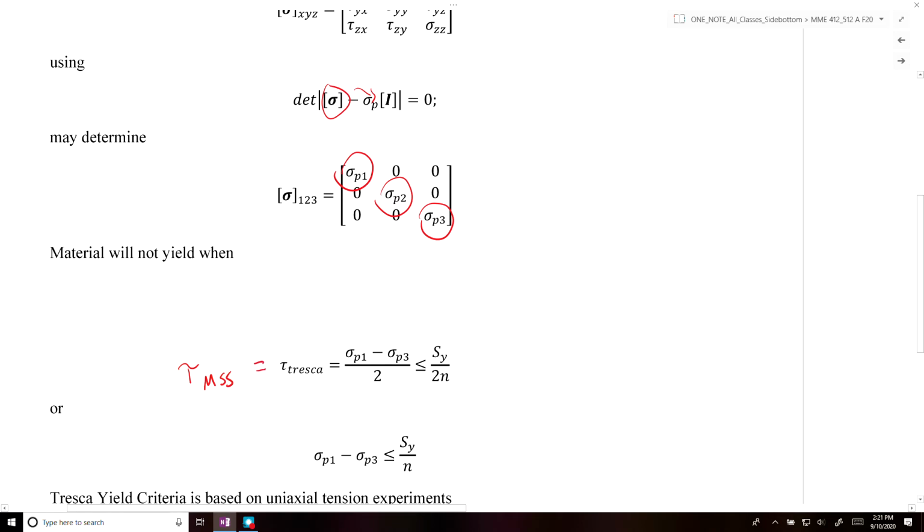which we'll call our Tresca shear stress, we know that the maximum shear stress in a part will be equal to the first principal stress, which is the maximum principal stress, minus the third principal stress, which is the minimum principal stress, divided by 2. Okay? And so if sigma P1 minus sigma P3 over 2 is less than the yield strength divided by 2 divided by the factor of safety, the material will not fail.